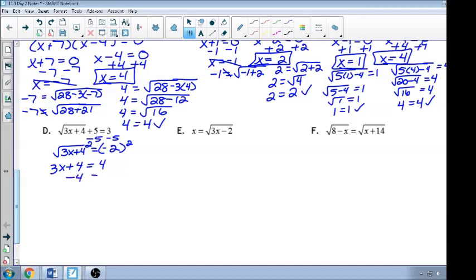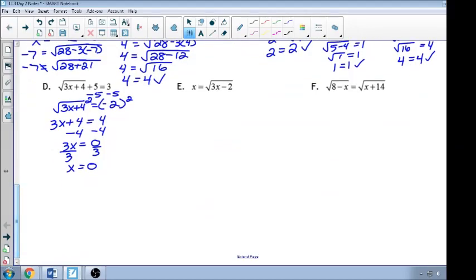At this point, I can subtract 4 from both sides. 3x equals 0. Divide by 3. X equals 0. You need to go ahead and check this solution as well. So I take the square root of 3 times 0 plus 4, plus 5 equals 3.